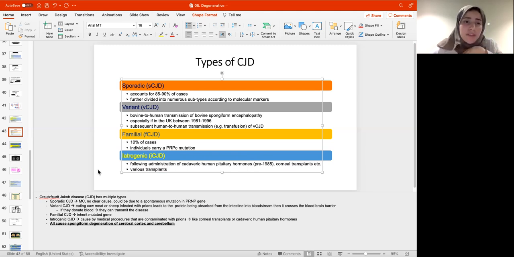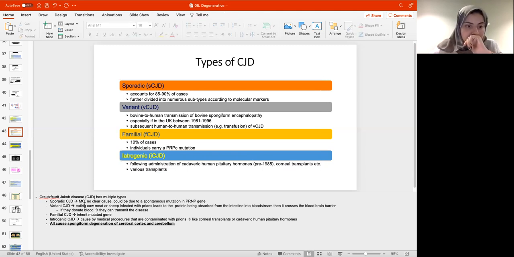But honestly, from what I remember, they rarely ask about CJD, unless it's a very obvious question. So yeah, and just remember, in all of these types of CJD, they cause spongiform degeneration of the cerebral cortex and cerebellum. So they have signs of ataxia in the early stage. AD, that doesn't happen in the early stage.